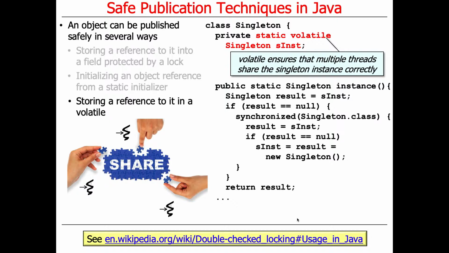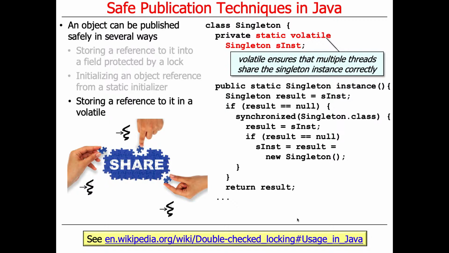It's the double-checked locking pattern, which I created back 25 years ago or so. And what was interesting about double-checked locking is it forced people to think very carefully about these memory management issues in Java, these memory model issues in Java.